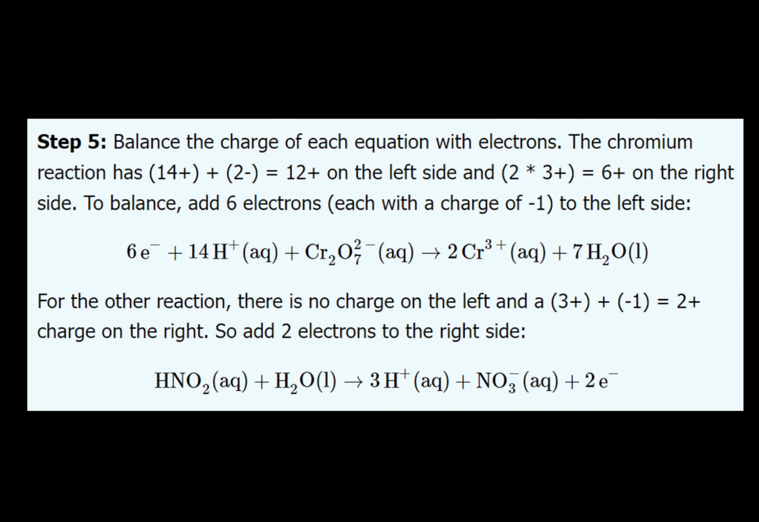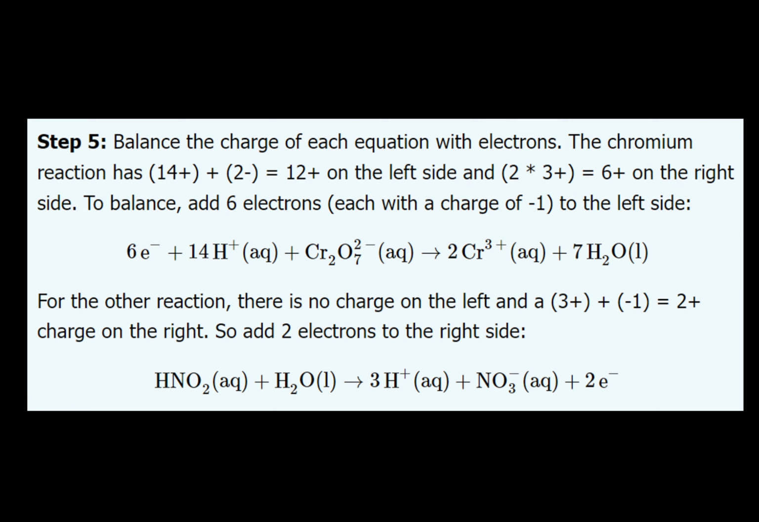Step 5, we balance the charges of each equation with electrons. So first we balance the equations for all elements that are not oxygen and hydrogen. Then we balance oxygen by adding water. Then we balance hydrogen by adding protons. And now we must balance the charges, because there's more charge on one side than on the other. That can't happen. That means there's an electron imbalance. And now we add electrons to balance the charges.